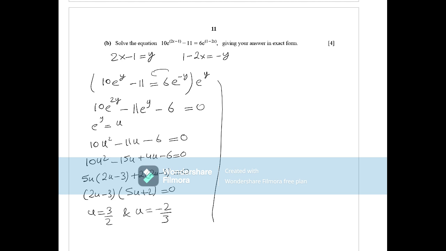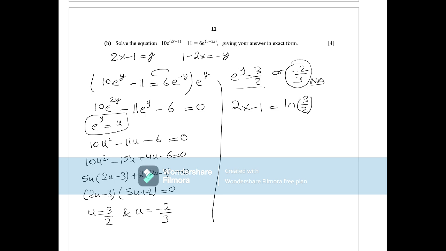But u is not what we were looking for. U is equal to e to the y. So your e to the y is either 3 by 2 or minus 2 by 5, which is not possible. So NA, not acceptable. E to the y is 3 by 2. So your 2x minus 1 is natural log of 3 by 2. From here you get y is equal to natural log of 3 by 2, and then your x is just 1 by 2, 1 plus natural log of 3 by 2.